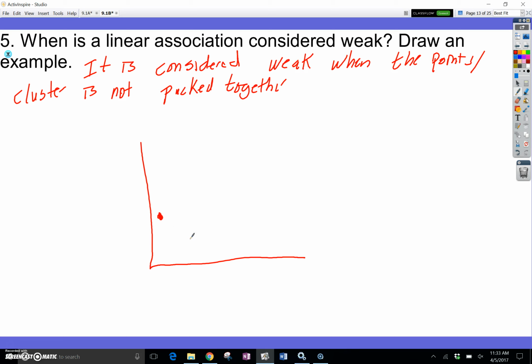I do want you to draw this one. When we have a bunch of points, they're going in the same direction, but the points aren't as clear as the other ones were. It looks something like this, where you can see there's a general trend going upwards here, but at the same time the points aren't really compacted. So it's a weak association, a weak correlation, where the points are not compacted together.